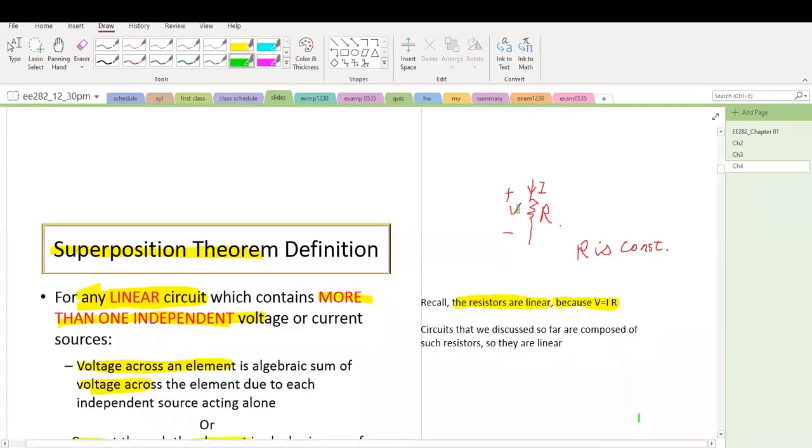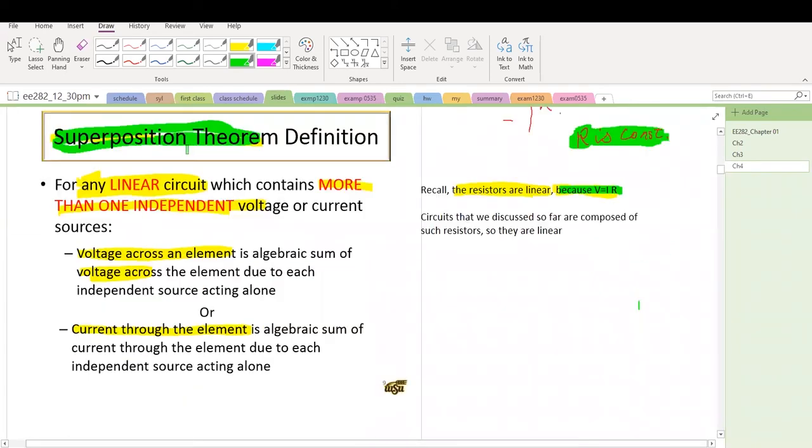Let's look at a resistor. The voltage along the resistor is proportional to the current flowing through the resistor. As we know, Ohm's law is V equals I multiplied by R. And most importantly, R is the resistance. The value of the resistor, which is resistance, is a constant. It does not change.